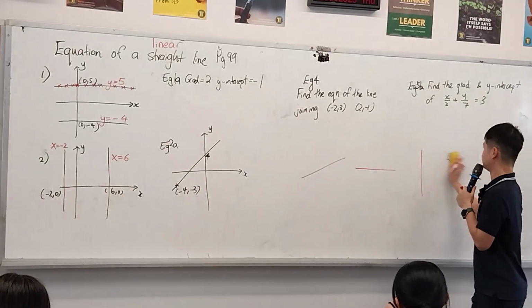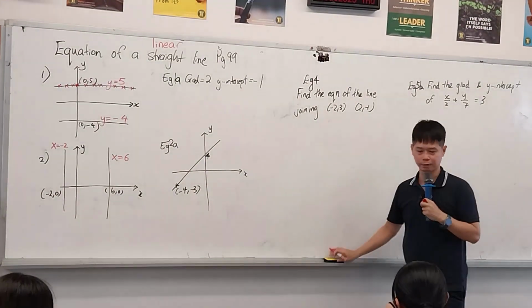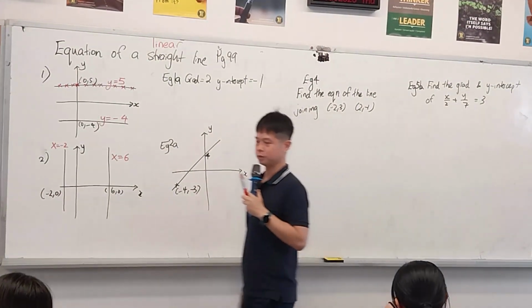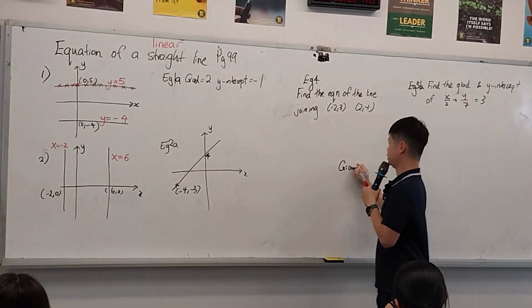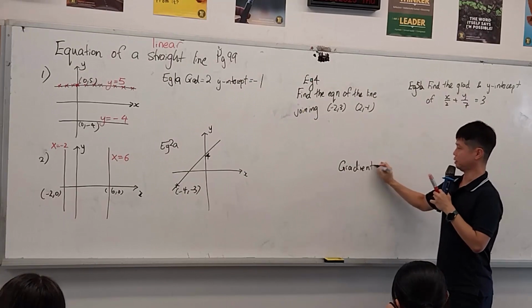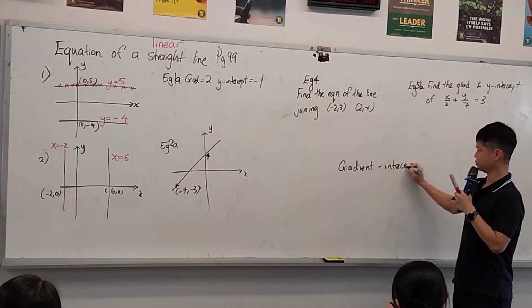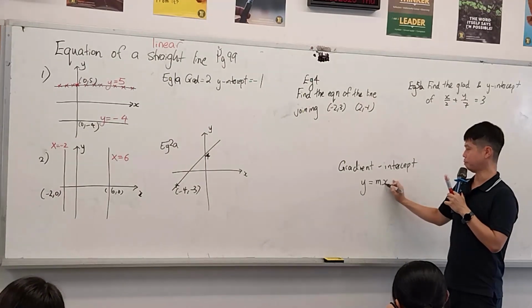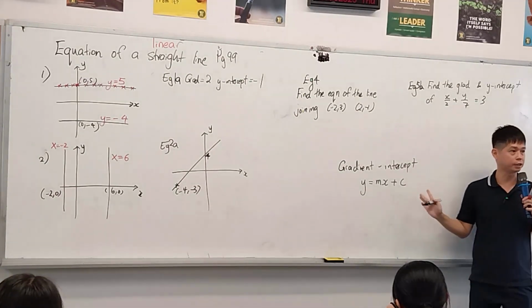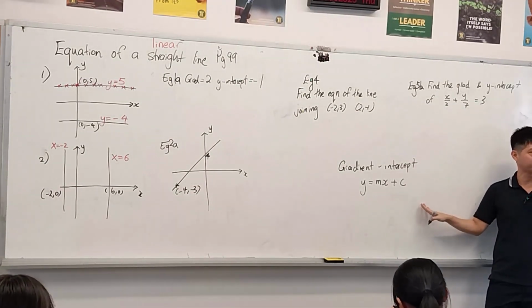We are going to learn the equation of a straight line. Now for the equation of a straight line, we are going to use the gradient-intercept form, and it will be given by y equals to mx plus c. Okay, let's understand this. This is very, very important and fundamental.